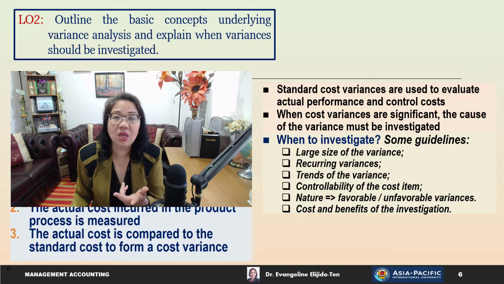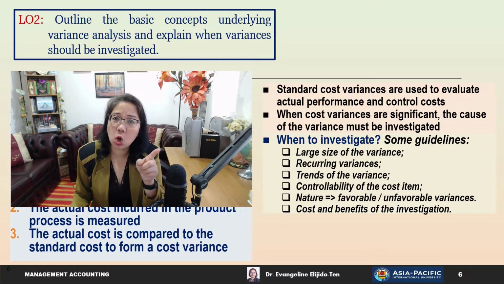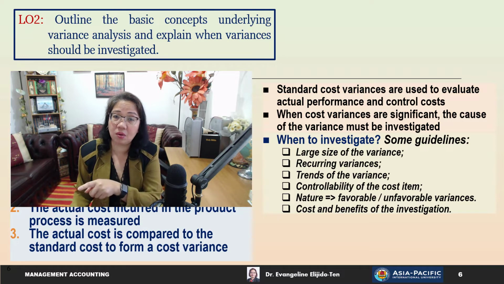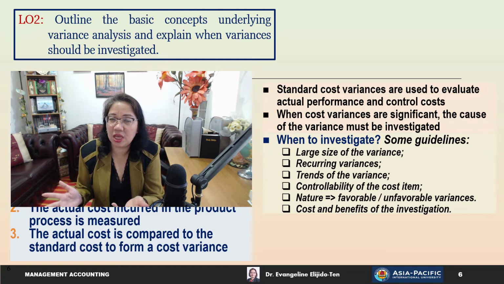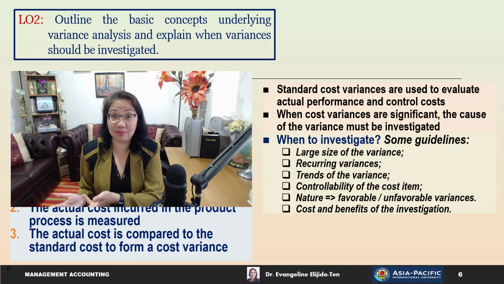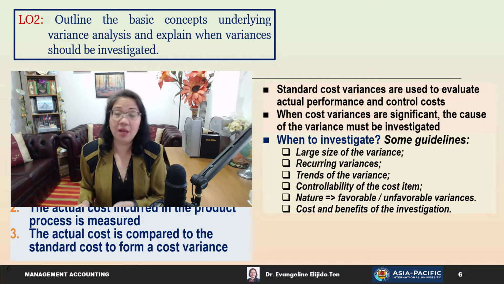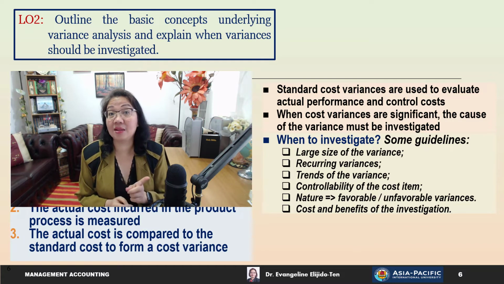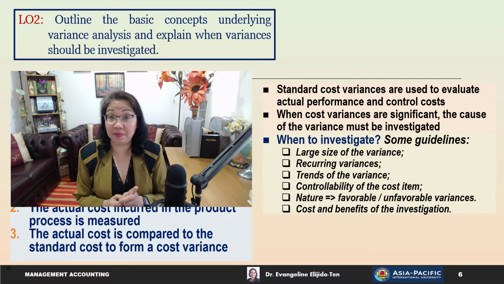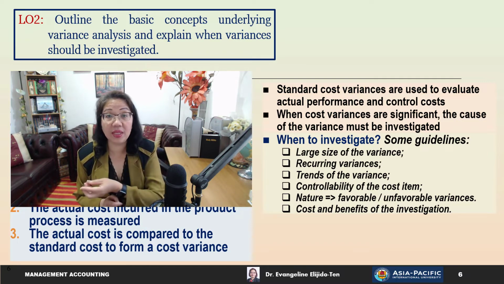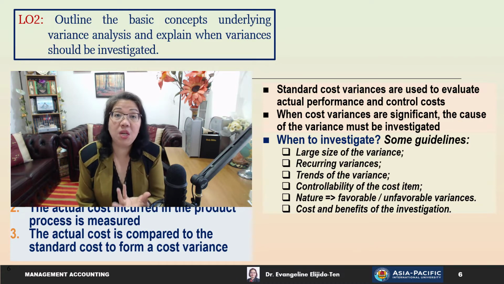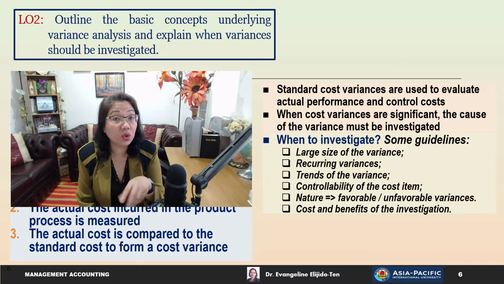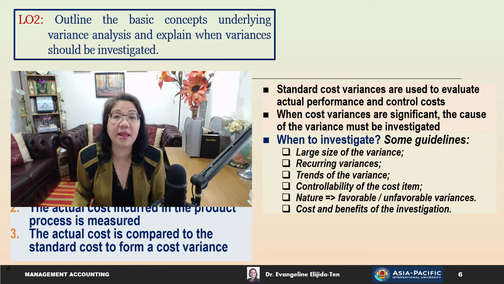For example, you might say, well, if the cost trend is going down, we should not bother checking it because it's good that the cost is going down, right? But it may actually mean that your standard is obsolete. Because if the costs keep on going down, what's the reason? If it's the labor rate costs that keep on going down, maybe the minimum wage has already gone down and you haven't adjusted your standard cost.